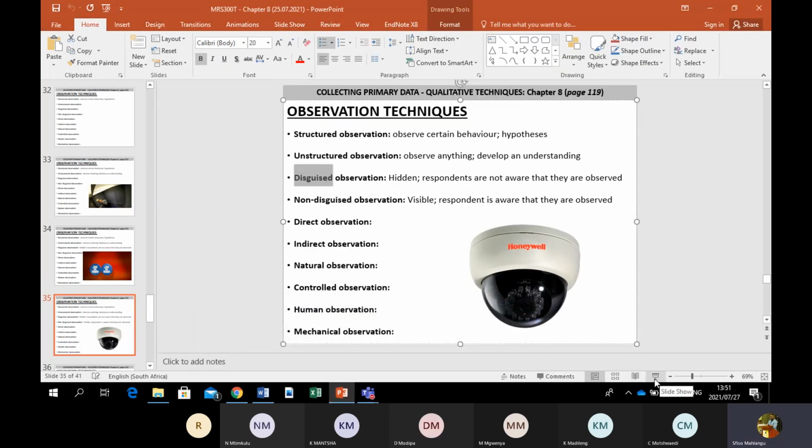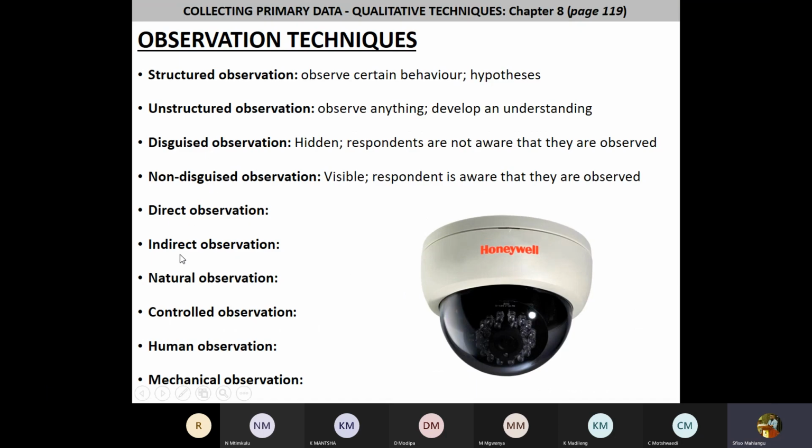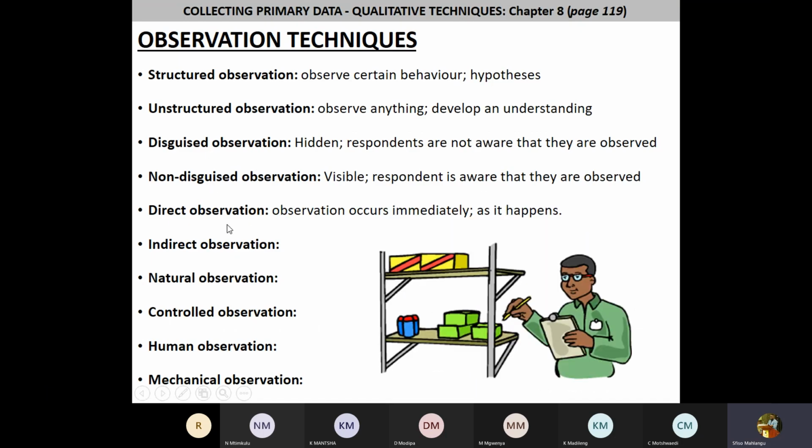So next, we want to see if this is direct or indirect observation. With direct observation, it simply means it occurs immediately as it happens. For example, we can be in a supermarket pretending to be a shopper. We write down the information, what we see the respondents doing there. We've got another option, which is called indirect observation. For example, if we ask you, how do people behave when they consume alcohol?